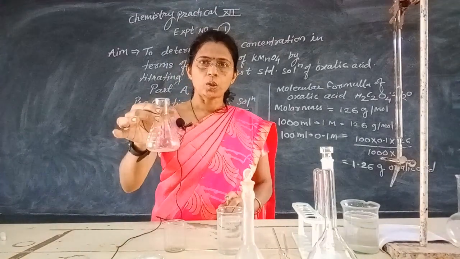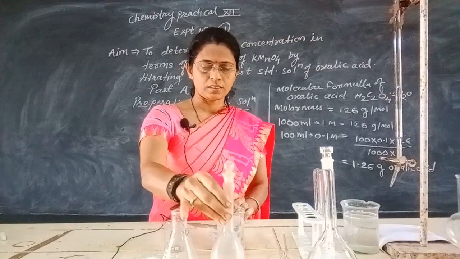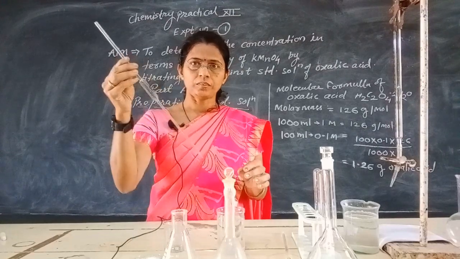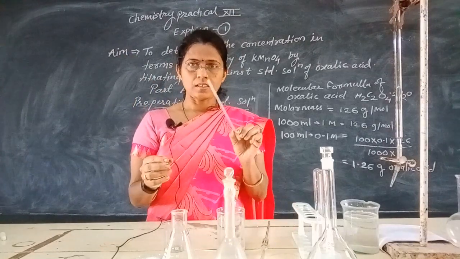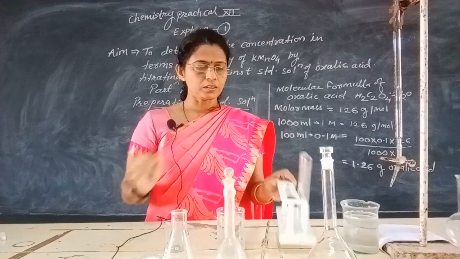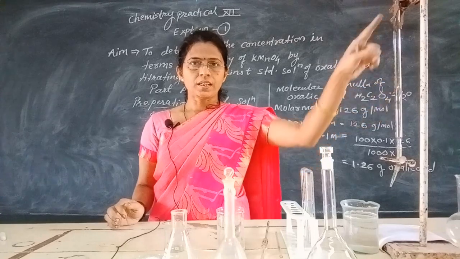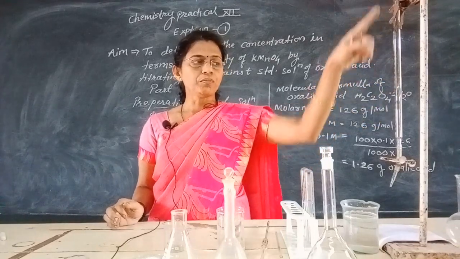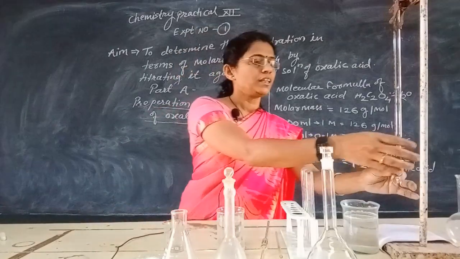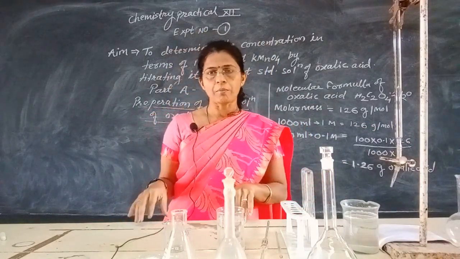This is a conical flask. This is a volumetric flask. This is a pipette, glass rod, test tube stand with test tubes, stand, burette, and this is the clamp to which we fit our burette. This is a pinch cork which we have to fit inside the burette. At the time of part B, I will explain how to use each and every apparatus.